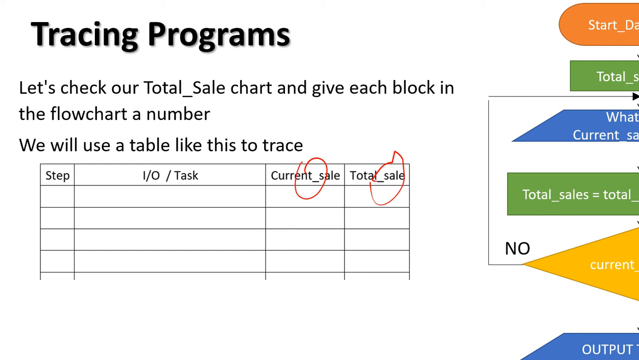In this example, the total sale that we spoke about multiple times before, I have one variable called total sale, and one variable called current sale. That's why I have two columns only. If my program had 5 variables, I would have 5 columns to trace what's happening with my program.